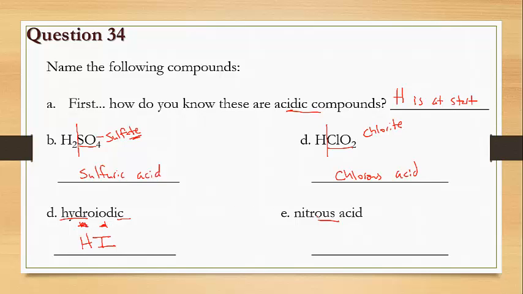All right, the next one is nitrous. So if it ends in -ous, then it's something like nitrite. So that would be hydrogen bonded to the polyatomic called nitrite, which is NO2. Again, look up oxidation numbers. The hydrogen's a +1 and the nitrite is a -1. So it's just simply 1 and 1.